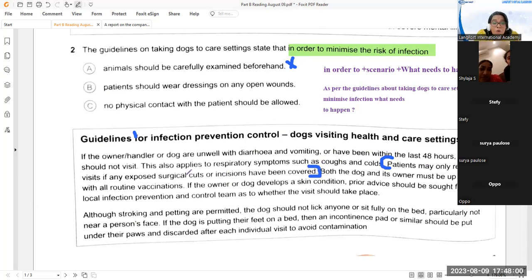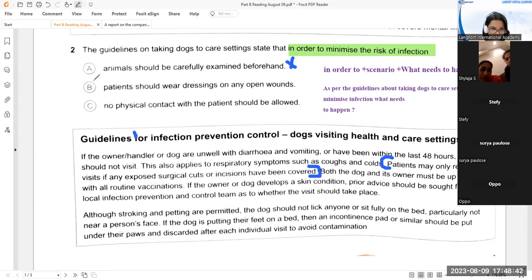Patients may only receive visits if any exposed surgical cuts or incisions have been covered. Whose surgical cuts? Patients, not dogs. So this is correct, right? How do you cover a wound? With a dressing, right? So B seems to be correct. Look at the third sentence, all of you. Patients may only receive a visit, meaning a patient can have a dog or the owner of the dog as a visitor, if they cover their surgical cuts or incisions. How do you cover a surgical cut or incision? Using a dressing, of course. Okay, so Steffi, read option C as well. Then let's choose B.